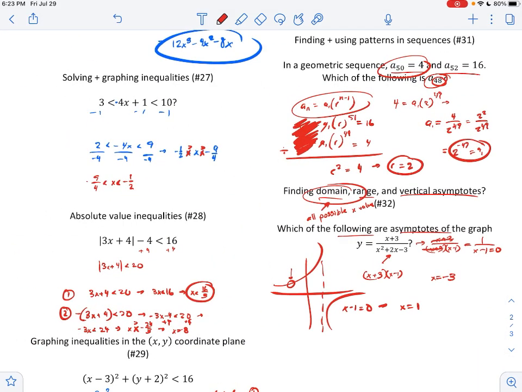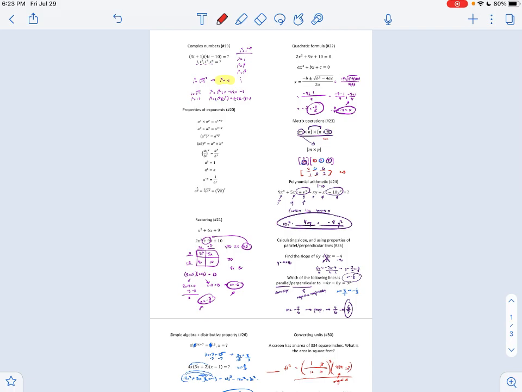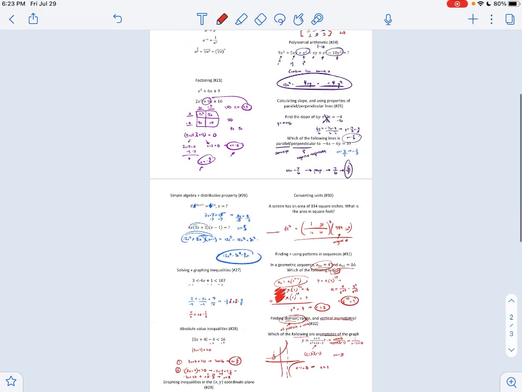Okay, so that's how you do these. I don't know how many skills I just went over, was it 14? So yeah, hopefully this was helpful.